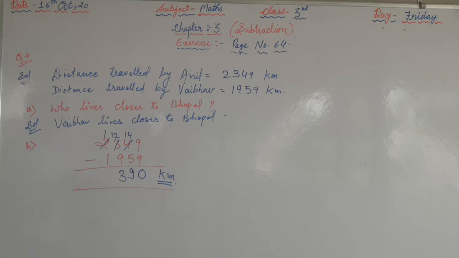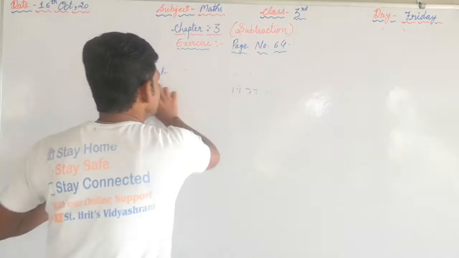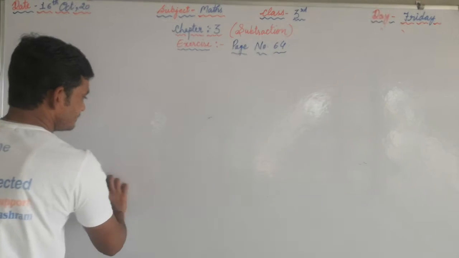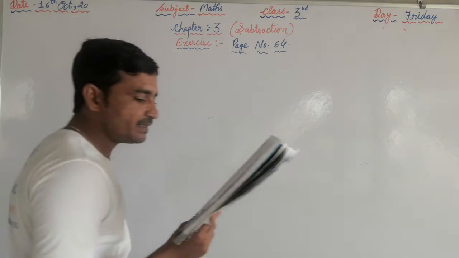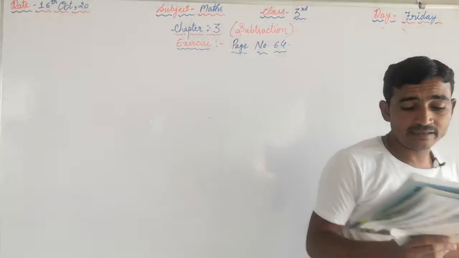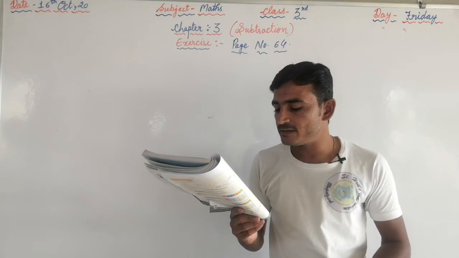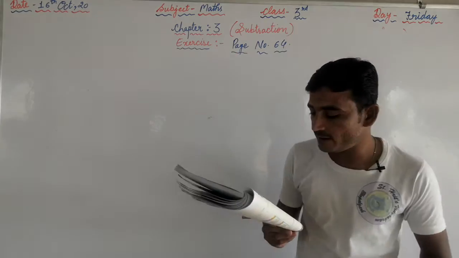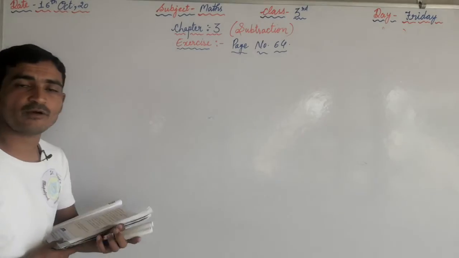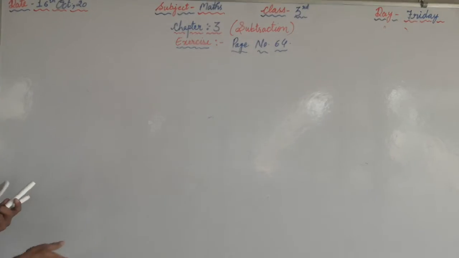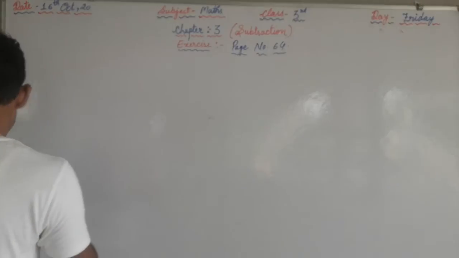Now see the 8th question. Question number 8. Jim has rupees 9,613 in his bank account, and he withdrew rupees 7,745. How much money is left in his account? Withdrew means he took out. Left means you have to subtract. If the word left is there, or the word difference is there, find the difference. That means you have to subtract.